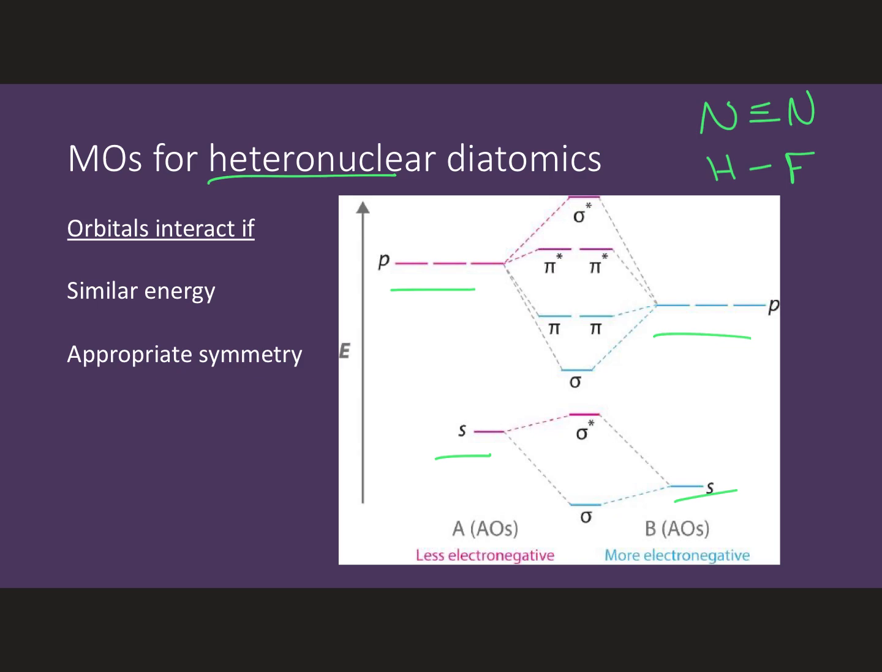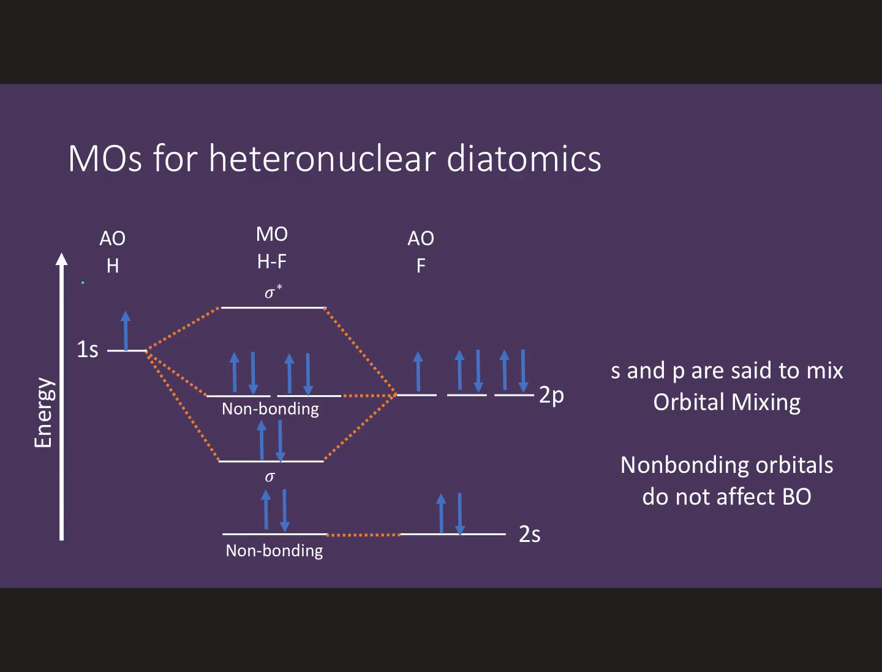So what we need to know at this level is that our orbitals will still interact and form these molecular orbitals if they are of similar energy and they are of appropriate symmetry. Same thing we said in all cases. So those are the two that we'll have to keep in mind when we're doing heteronuclear diatomics. Probably the easiest example we can do here is when we combine the atomic orbitals of H and F so that we can form the HF molecule here. And so we see a lot of things happening here.